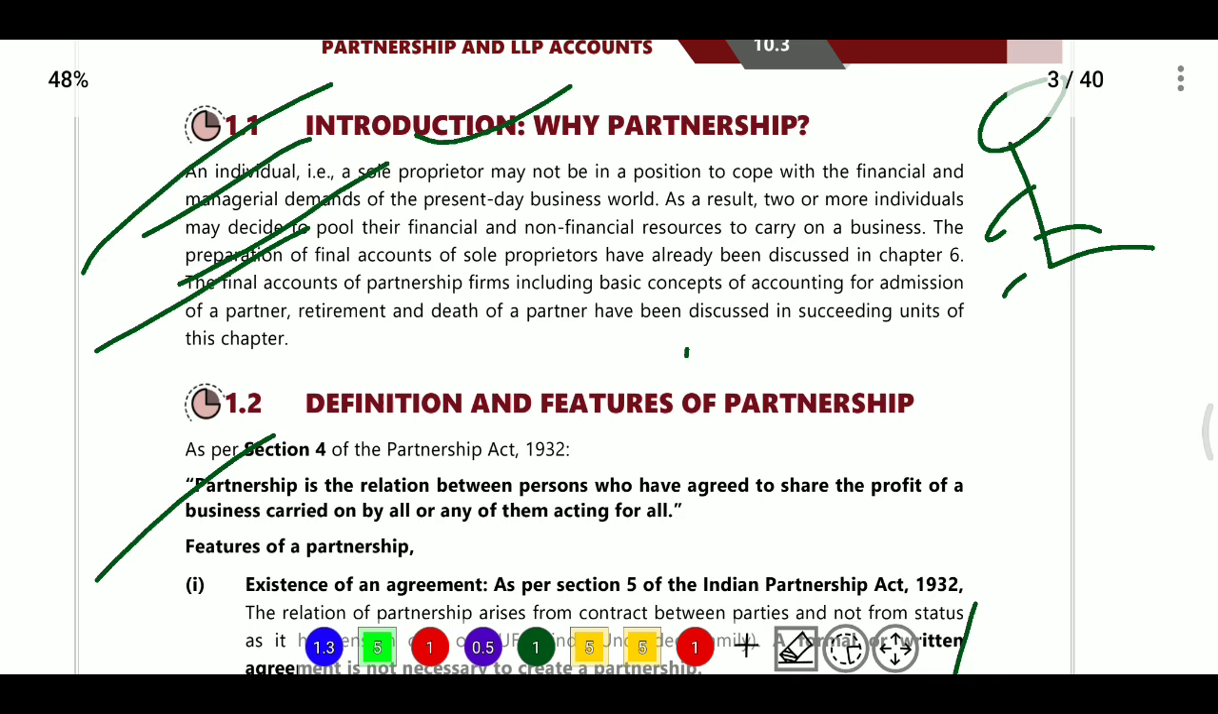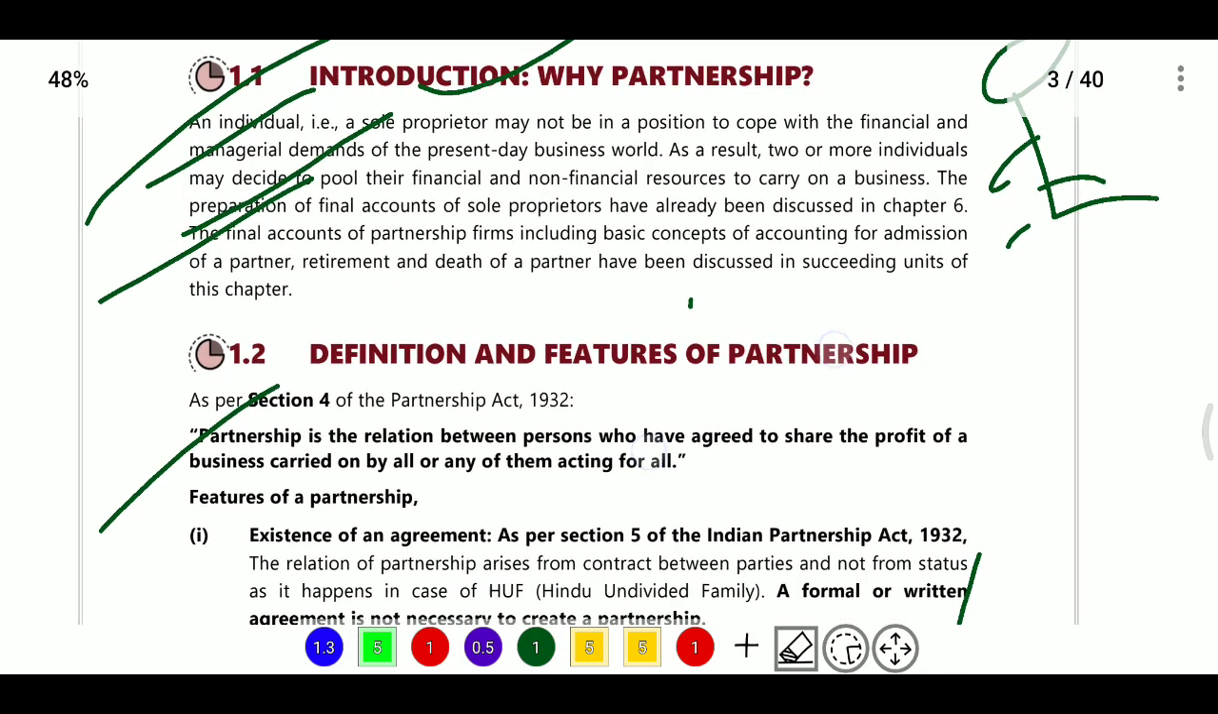An individual single person may start a business and continue it, but after some time it is not possible to take on both the managerial positions, which are demanding these days, financial and non-financial. So they will consult with two or more persons. They will decide to pool their finances, their amounts, or their financial or non-financial resources.